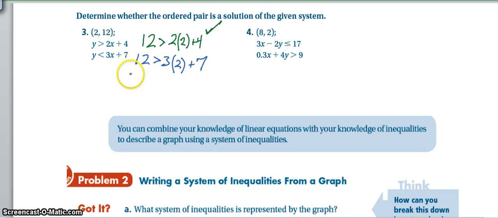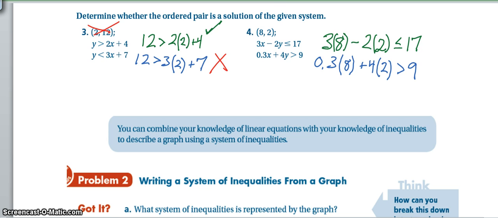Coming down to my bottom inequality, we plug in the 12 for the y, the 2 here, so we get 12 is greater than 3 times 2 plus 7. This, in fact, is not true, so this is not a solution point because this would be 13. Go ahead and try number 4 if you have not yet.